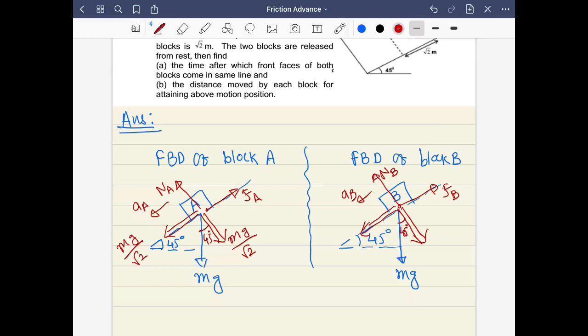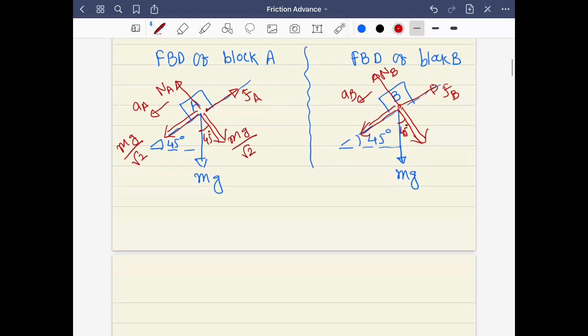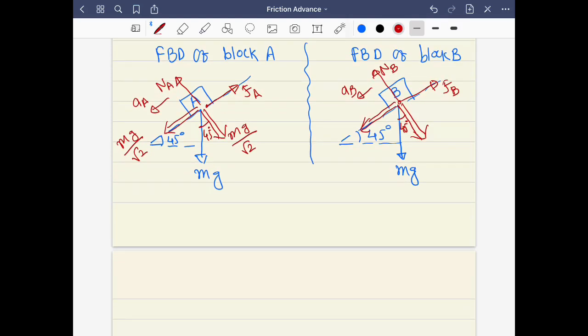And the initial separation between A and B is root 2 given, that we'll calculate. Firstly, we'll calculate the accelerations of both these blocks, right? Now, how to find the acceleration of block A, right? So acceleration of block A is, this is the greater force which we have. As you can see, this one, mg by root 2, is the greater force, fa is the smaller force.